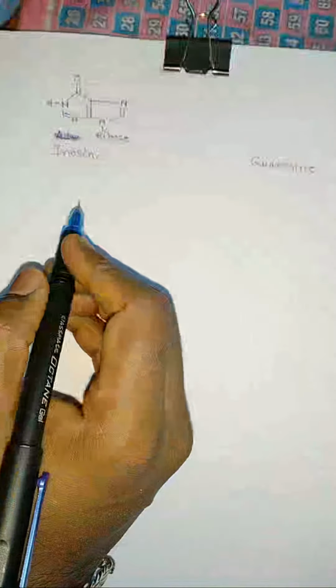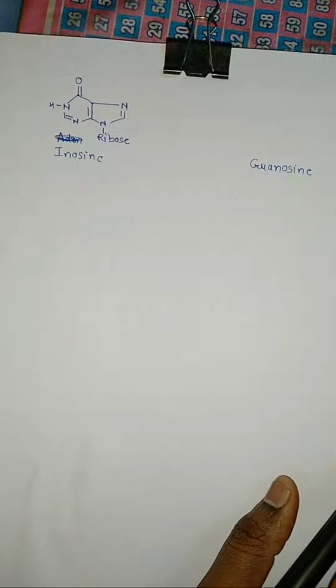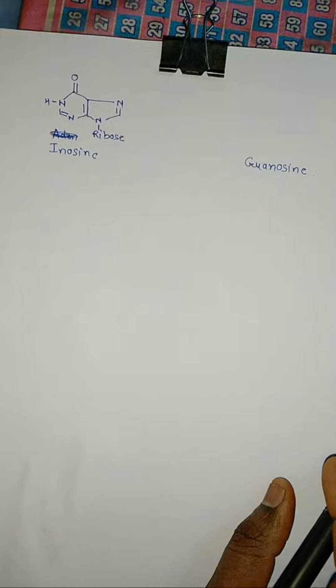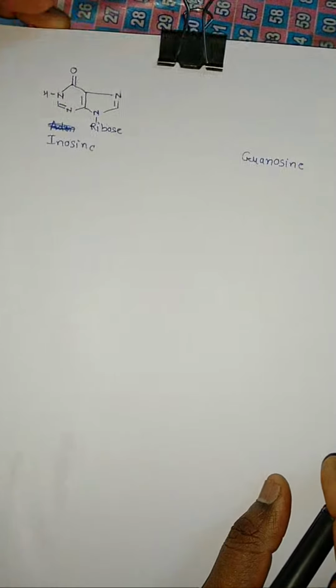So inosine is nothing but this form. This is inosine and guanosine. These are nothing but two forms, this inosine and guanosine. So please reply to me if it is not visible. I hope now it is visible.